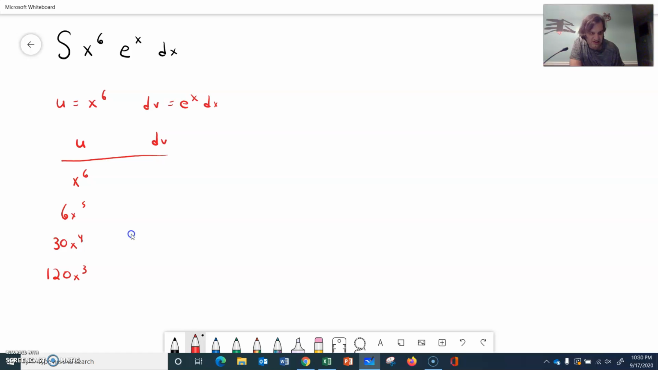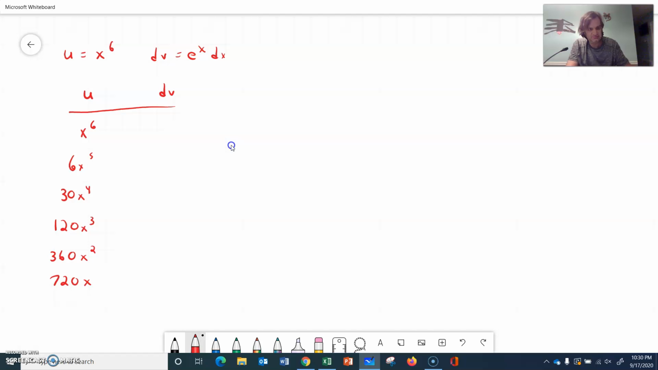120x cubed, 360x squared, 720x. Let's slide up a little bit. And 720, and then 0. Okay, so that's very long. And if you were doing the long formula for integration by parts, you would probably get lost in keeping track of everything and maintaining the negatives that will distribute through. But on the dv side, it's e to the x. When you integrate it, it's e to the x every time. I mean, I just pulled this because it was an easy thing to work with.